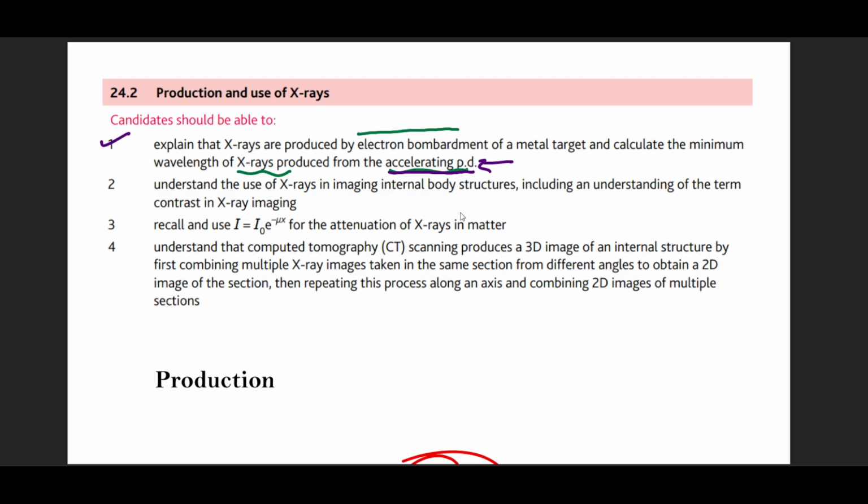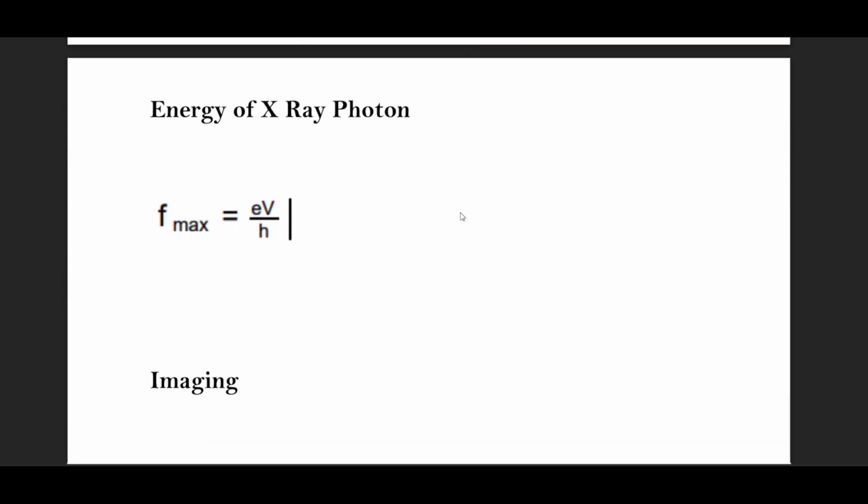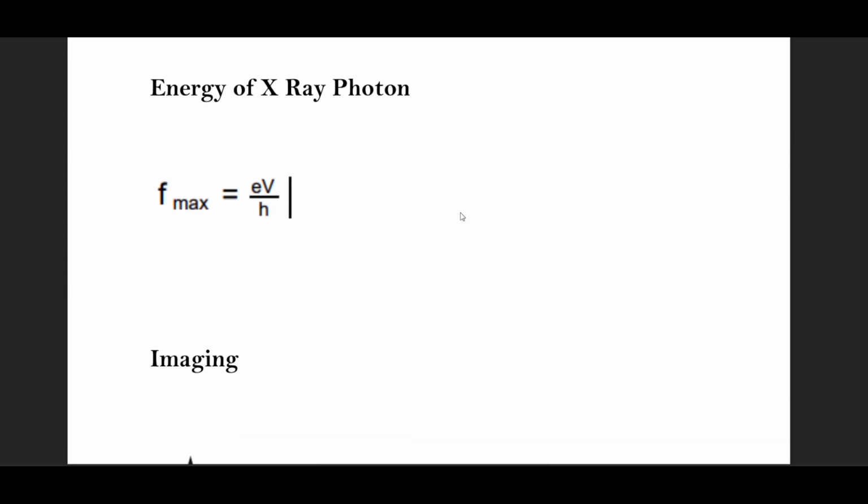Point number two is imaging the internal body structures, how we do that, and what is the meaning of contrast. So the second part of this video will deal with the image production, right? Let's move towards that. The energy of the X-ray photon depends on this equation. How does this equation work? We know from quantum physics that the energy of a photon is E equals hf, where h is Planck's constant and f is the frequency of the emitted photon.